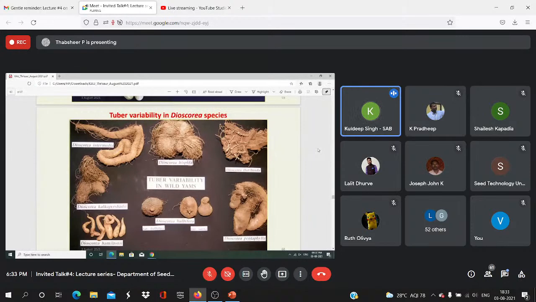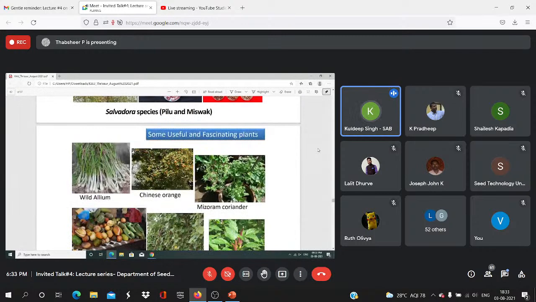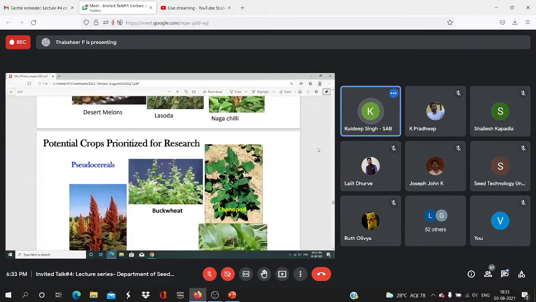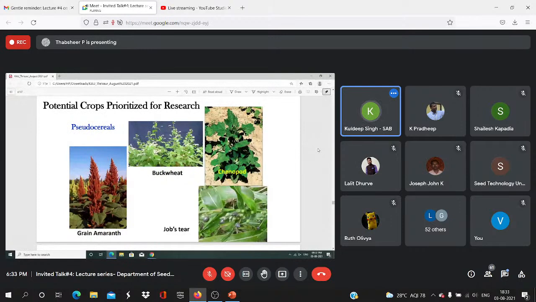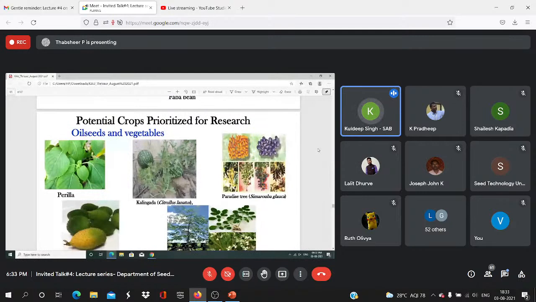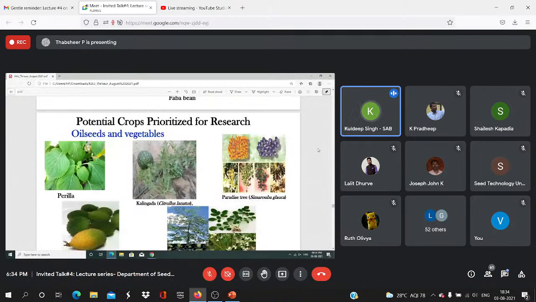Variability in different wild fruits. This is primarily from the arid region. And some of the important wild crops which are not in the main domestication. There are several crops which have the potential to become mainstream crops, and NBPGR is working on all of them as well. We are working on 16 crops. These are pseudo cereals like amaranthus, buckwheat. These are some of the legumes on which we are working. Next, these are some of the oilseed and vegetable crops on which we are working.